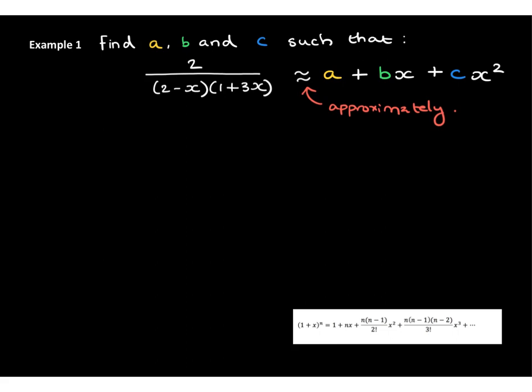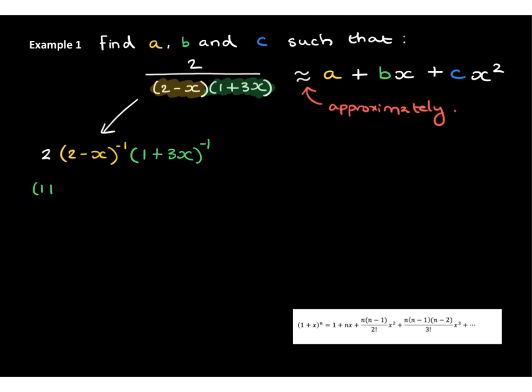I am going to rewrite the left-hand side of this as 2 multiplied by, and then instead of 2 minus x in the denominator, I'm going to write that in the numerator as 2 minus x to the power of negative 1. And then again, instead of 1 plus 3x in the denominator, I'm going to write that in the numerator as 1 plus 3x to the power of negative 1. I can now carry out binomial expansions of 2 minus x to the negative 1 and 1 plus 3x to the negative 1. So I'm going to start with 1 plus 3x to the negative 1.